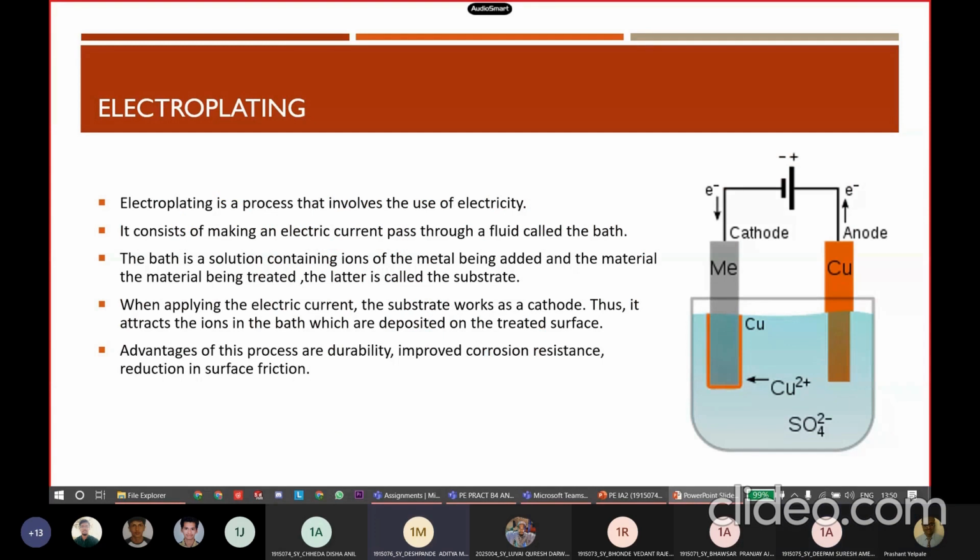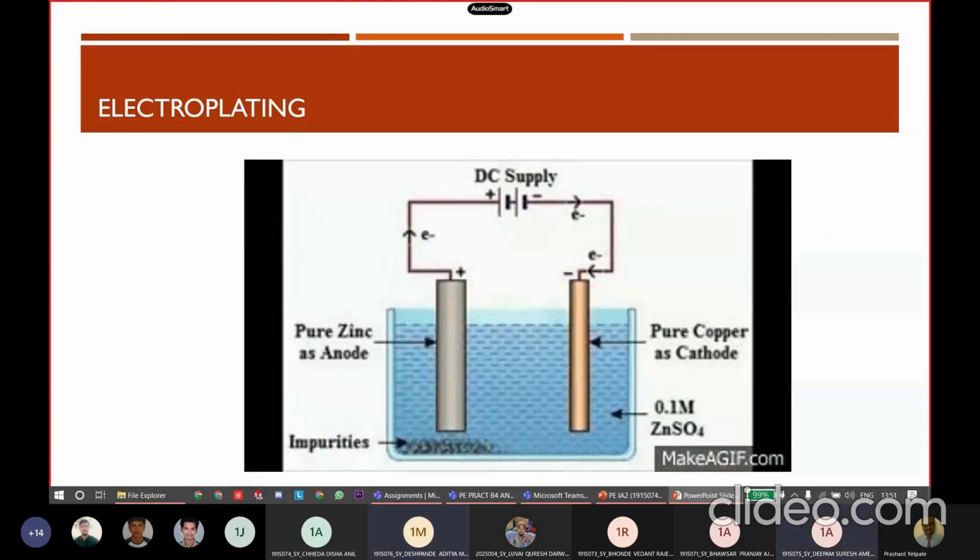Electroplating is a process that involves the use of electricity. As shown in the figure, two poles, cathode and anode, are submerged in the fluid called the bath. The bath is a solution containing ions of the material being added and the material being treated. The latter one is called a substrate. When applying the electric current, the substrate works as a cathode. So the ions are attracted to the cathode in the bath, which are deposited on the treated surface. The advantages of this process are durability, improved corrosion resistance, and reduction in surface friction. This is an example of electroplating.